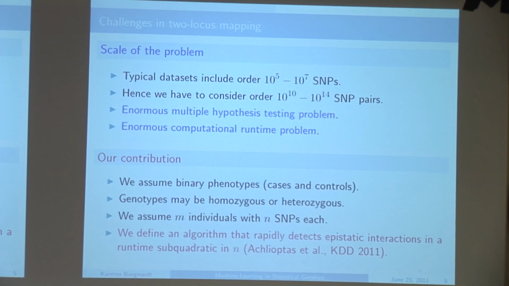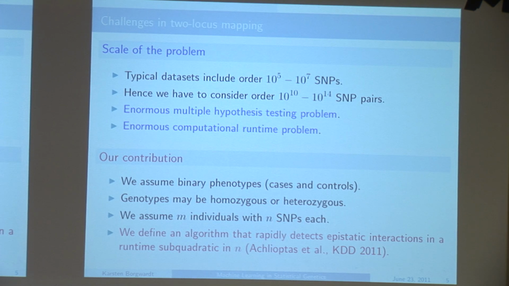One is we have an enormous multiple hypothesis testing problem. If we check for each of these pairs if they are in association with the phenotype, then we are testing order 10 to the 14 hypotheses. If we do not correct for multiple hypothesis testing, then by random chance, we'll get positive results for order 10 to the 12 of these pairs. So one challenge here is to correct for the enormous number of hypothesis tests that we are performing. Another challenge is the enormous runtime that this requires. We are performing 10 to the 14 tests, so even a huge computer cluster can be kept busy for several days computing all of these association scores for SNP pairs.